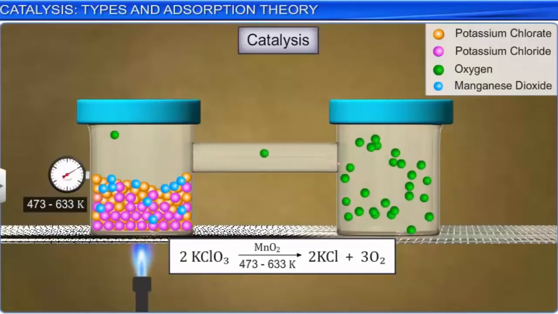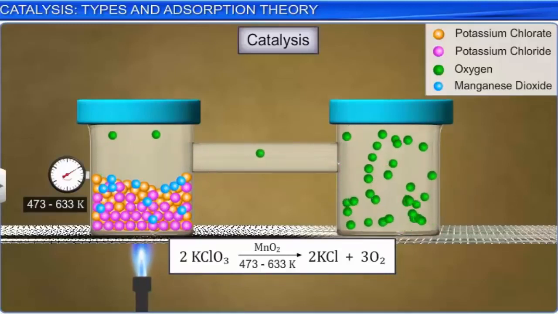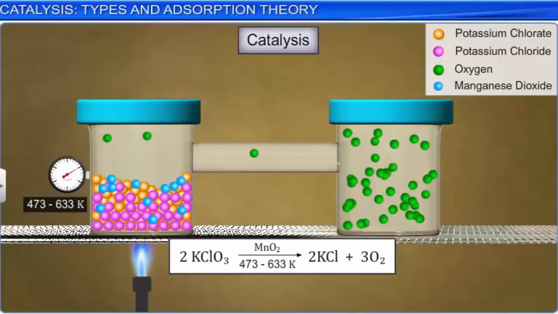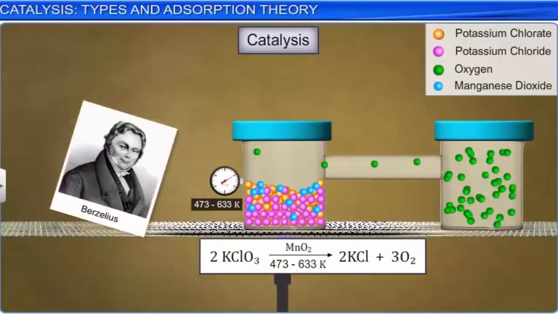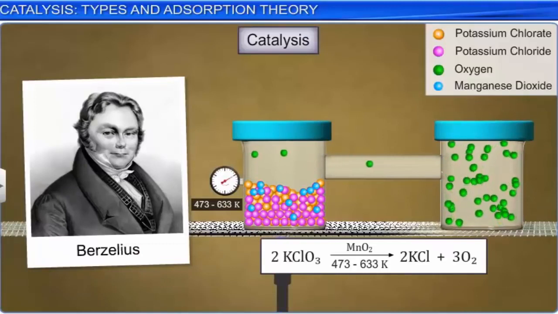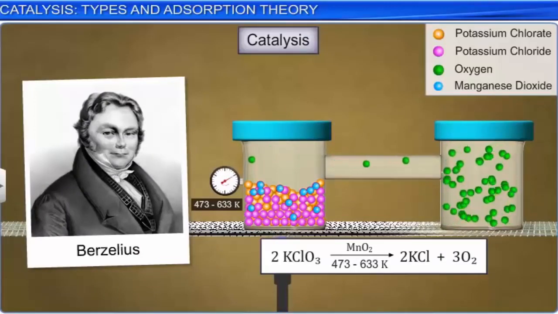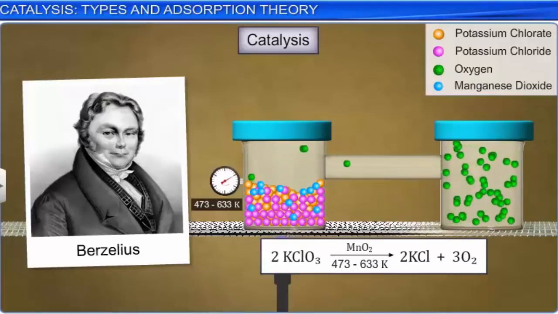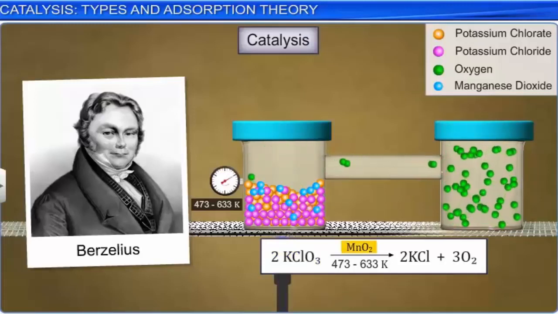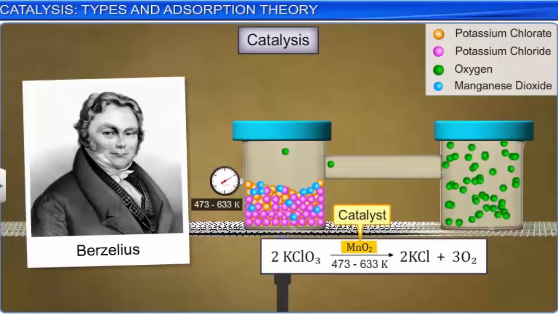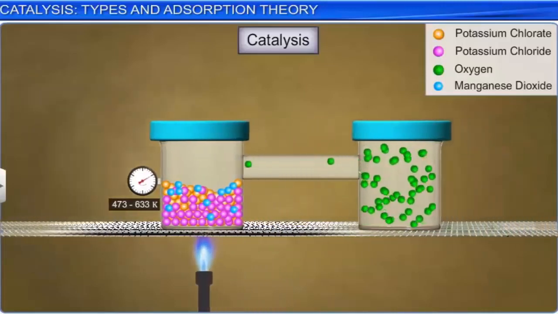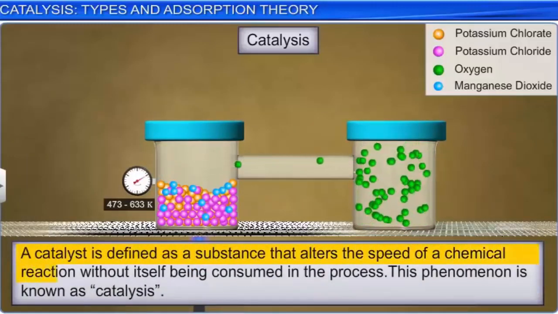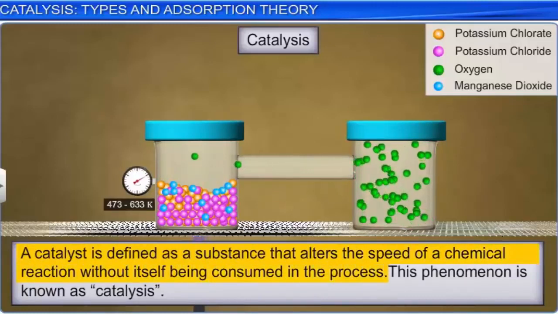The presence or addition of a foreign substance alters the rate of many chemical reactions. In 1935, Berzelius recognized these foreign substances as a new chemical force and called them catalysts. Thus, we can say that in the decomposition of potassium chlorate, manganese dioxide behaves as the catalyst. A catalyst is thus defined as a substance that alters the speed of a chemical reaction without itself being consumed in the process. This phenomenon is known as catalysis.